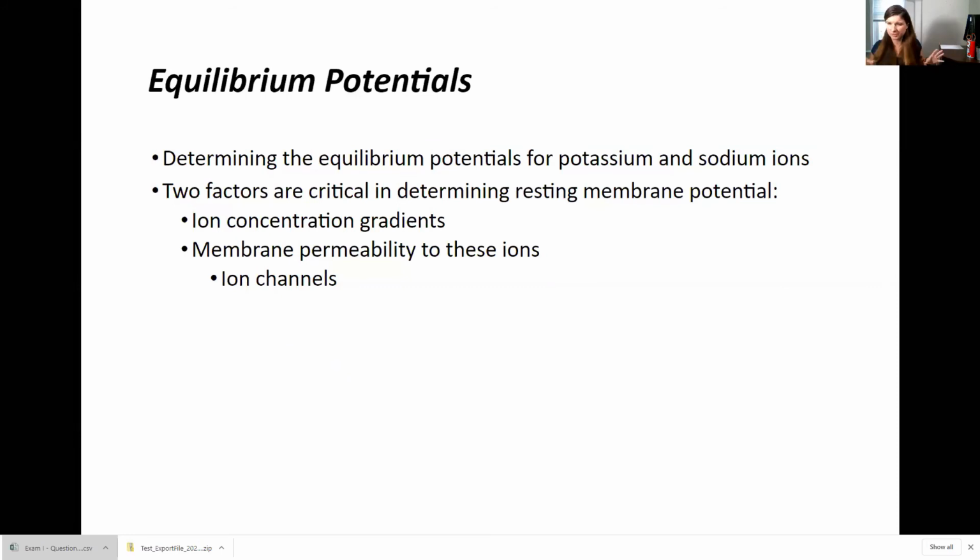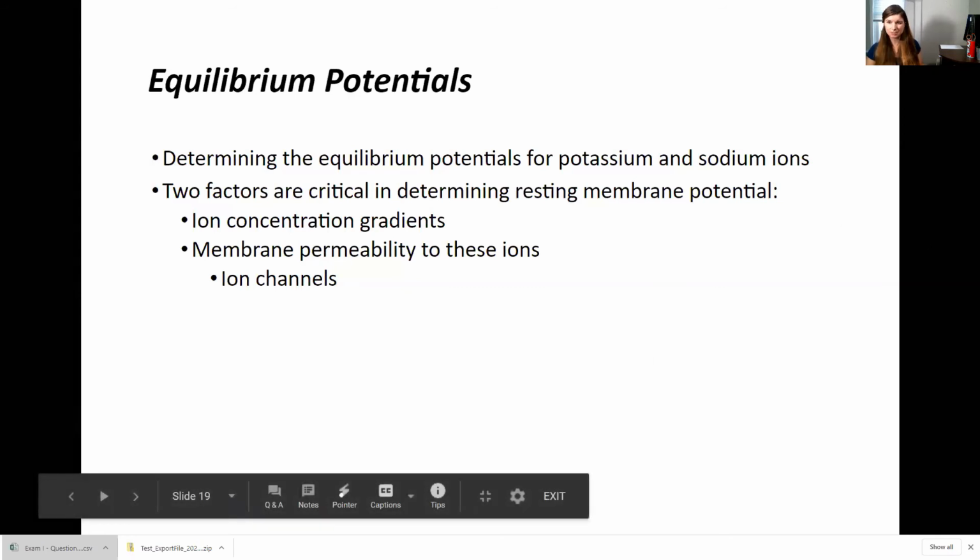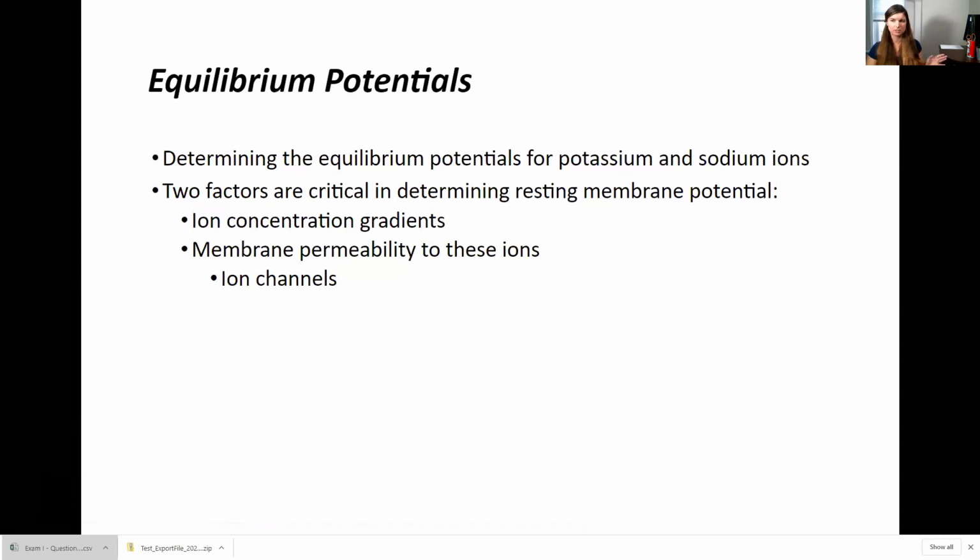which is adding up all the charges, whether it's sodium or potassium, we'll see that we need to take into account those ion concentrations, those ion forces caused by the equilibrium potential, but also whether the ions can actually get across the membrane. That's going to be really important as we look at the action potential of neurons, which is the way we're going to be sending signals as we move forward.